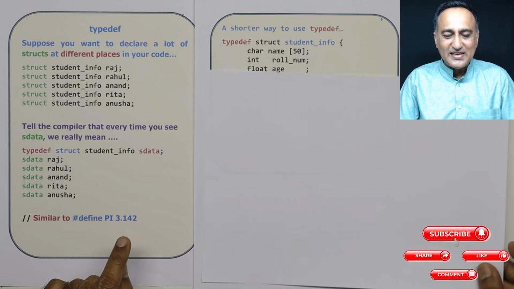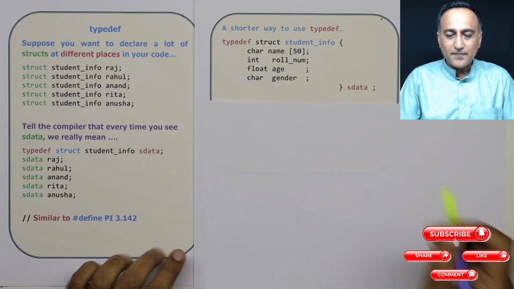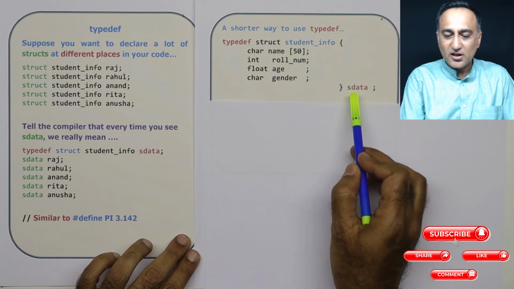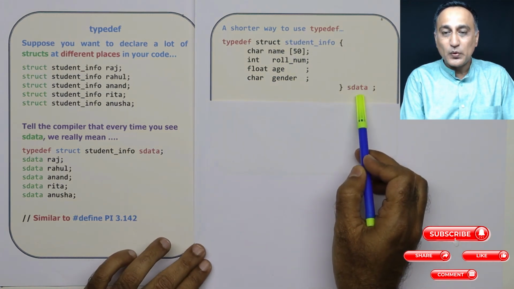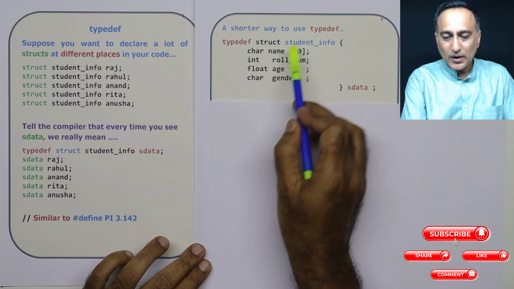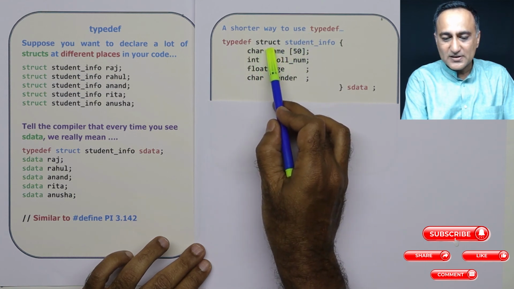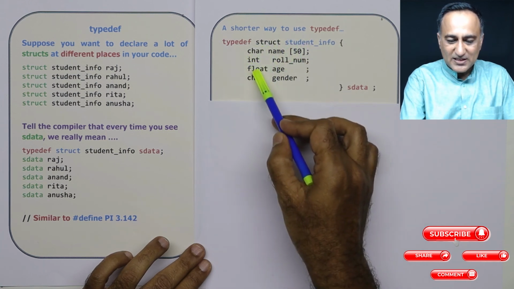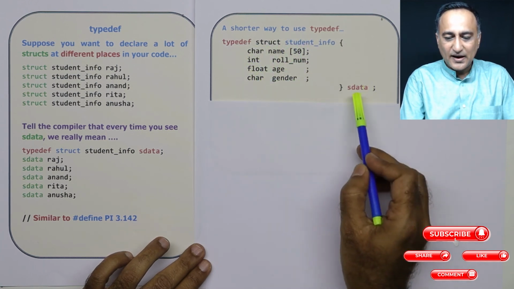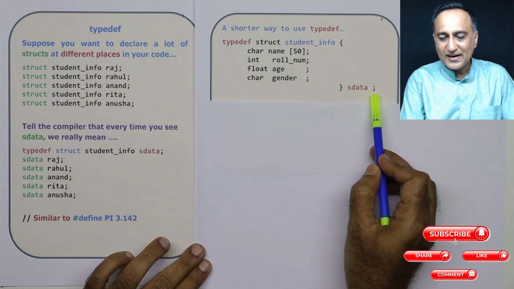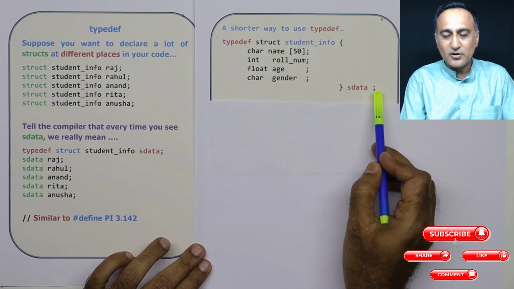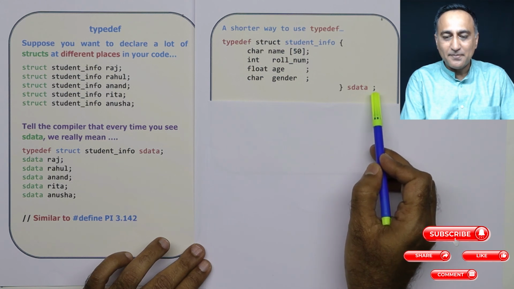There is an alternate easy way where, along with the prototype or blueprint declaration of this structure, you can create the typedef variable. This is a shorter way. So I can say typedef struct student_info. I have these as the members of my structure, and here itself I have put yes data and a semicolon. This semicolon is very important whenever you are using the struct keyword. Without this semicolon, you're going to get a compile time error.